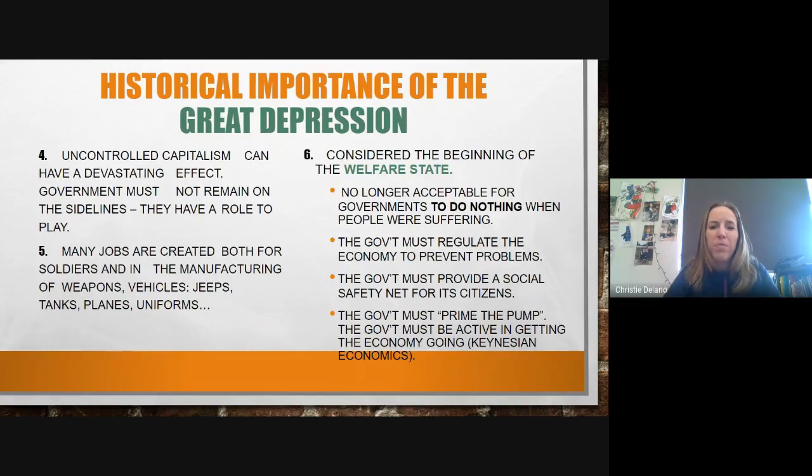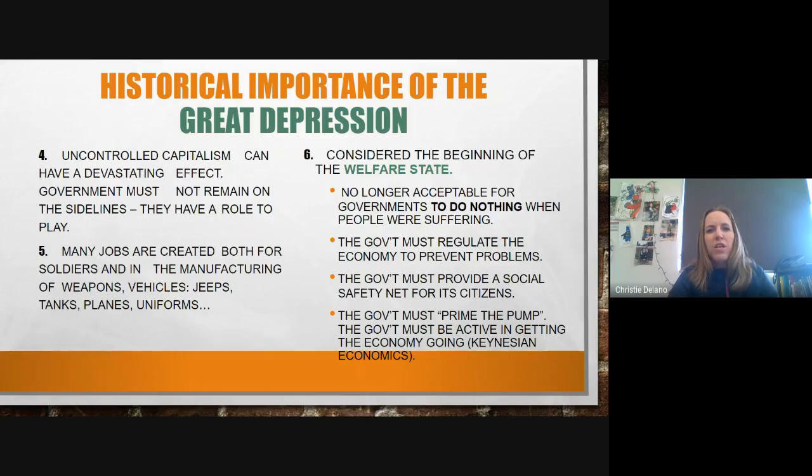Uncontrolled capitalism, right? Prior to the Great Depression, that idea of uncontrolled laissez-faire capitalism had huge devastating effects once this depression hit. A lot of jobs had been created both for soldiers in the manufacturing industry, but also for other people that were replacing men that had gone off to fight the war. Well, now you have a massive workforce that is all unemployed, the soldiers coming back and the people that had taken those jobs while they were gone.